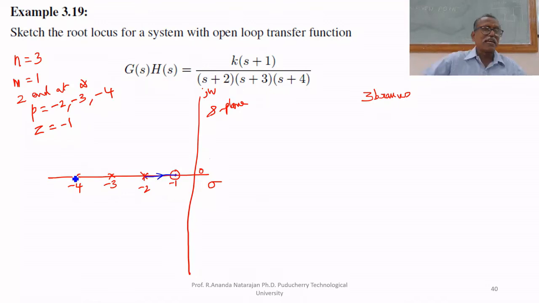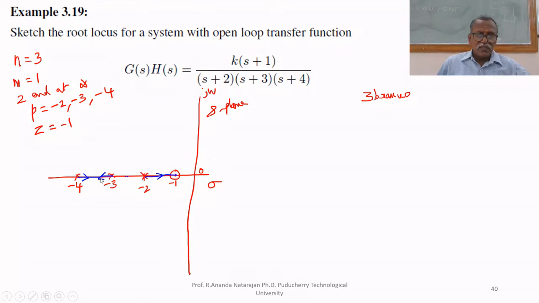If you select a test point between -2 and -3, no, it is not part of the root locus, because to its right there is an even number of poles and zeros. But if you select any point between -3 and -4, there is an odd number of poles and zeros, therefore it is part of the root locus. -4 is also a starting point, and -3 is also a starting point. Between these two, at one point, repeated roots are there. Now we have to find the repeated roots.